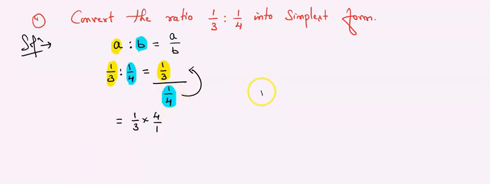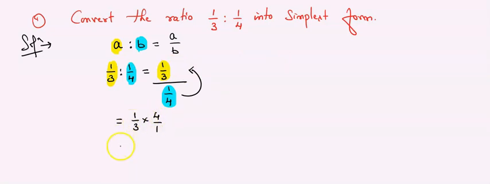ये जो 1 by 4 है, जब ये ऊपर जाएगा, this is my numerator and this is my denominator. As it goes up, the denominator goes up and the numerator comes down. 1 by 4, if it goes up, becomes 4 by 1. I hope you know this.